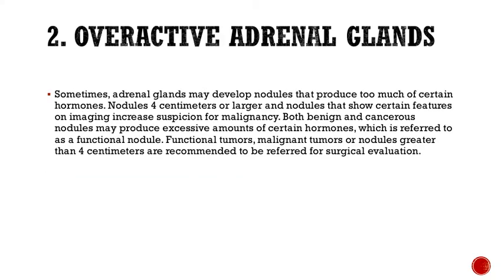The second disorder we're going to talk about is overactive adrenal glands. So sometimes adrenal glands may develop nodules that produce too much of certain hormones. So nodules are 4 centimeters or larger, and nodules that show certain features on imaging increase suspicion for malignancy. Both benign and cancerous nodules may produce excessive amounts of certain hormones, which is referred to as a functional nodule. Functional tumors, malignant tumors, or nodules greater than 4 centimeters are recommended to be referred for surgical evaluation.